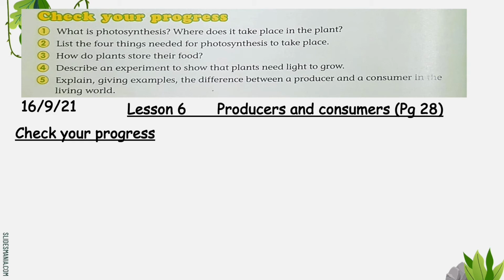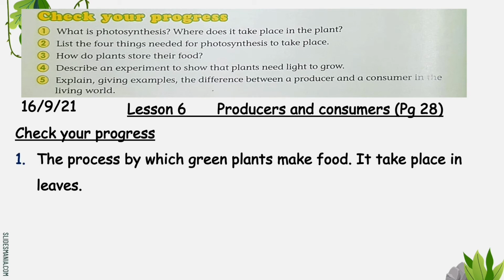After that, let's go to question number 1. What is photosynthesis? Where does it take place in the plant? So what is photosynthesis? Yes, it is the process by which green plants make food using the sunlight, carbon dioxide and water, right? And where does it take place? In the leaves. So let us write the process by which green plants make food.